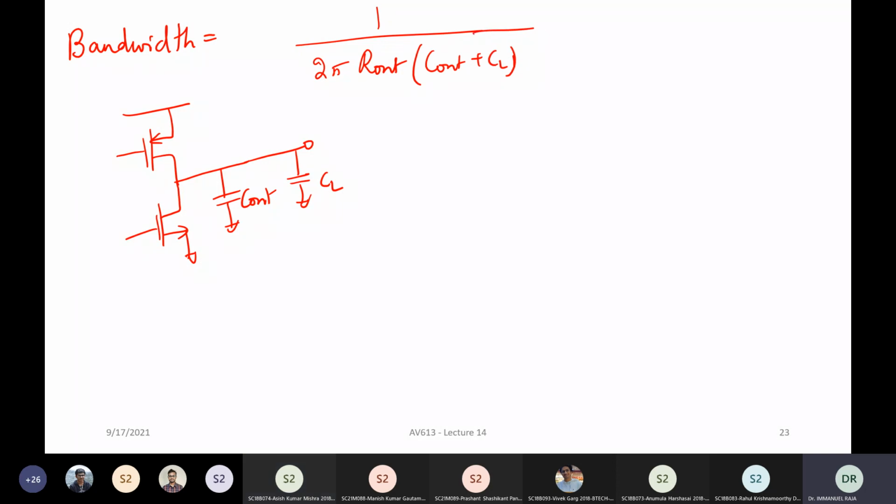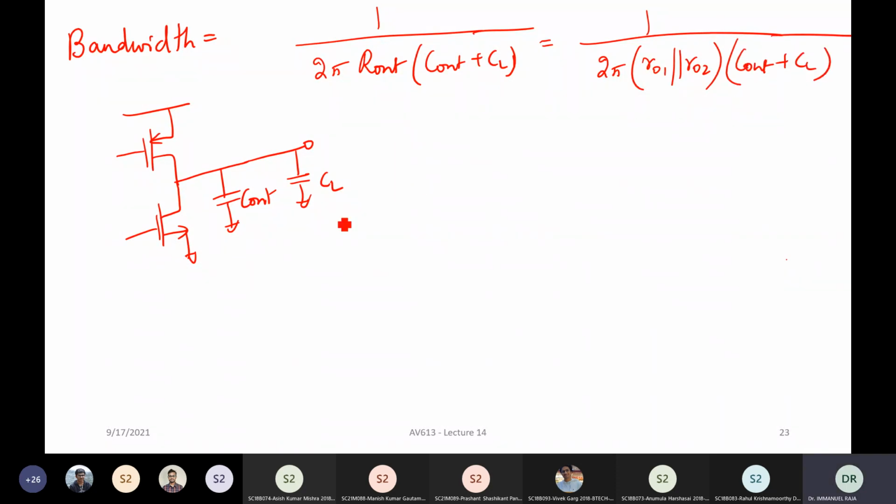We saw that yesterday. If you look at the small signal equivalent circuit, you will have an effective output impedance and some capacitance. Now this can be written as what? 1 by 2 pi, (R01 parallel to R02) times (C out plus CL).